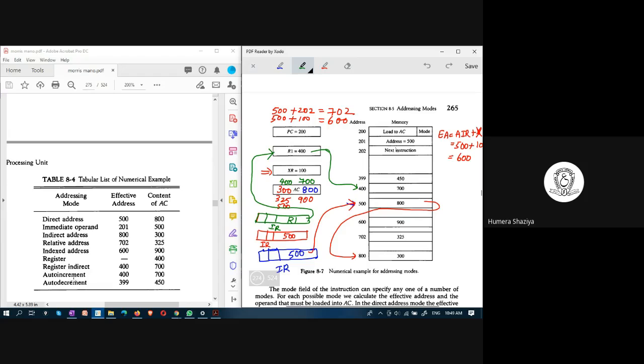Auto increment, after you read, you make it 401. This 400 would not become 401, sorry, it would become 402 actually, because here you have 2 bytes of memory word. So 402. If it is auto decrement, it would become 398.